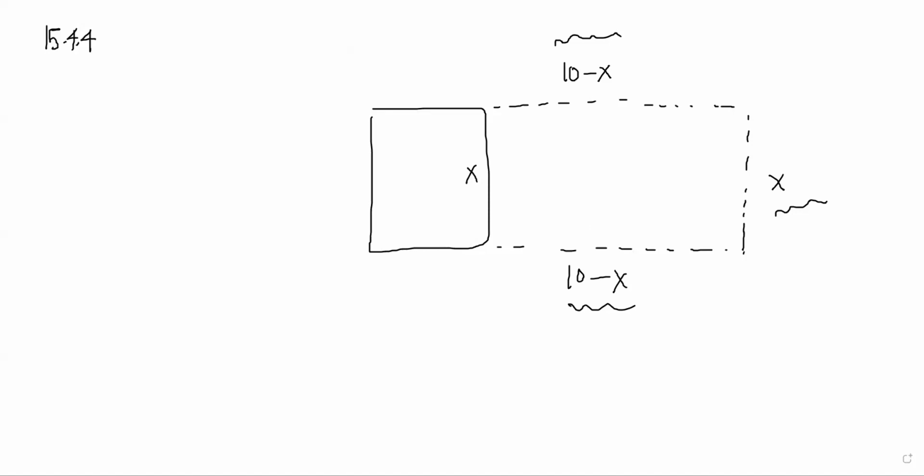Oh, sorry. I said something wrong. Actually, it should be x times 20 minus x over 2. That should be the length of one side, not 10 minus x. That was my mistake. And then if you multiply it, you get 20x minus x squared over 2 as your quadratic. So then you get negative 1/2 x squared plus 10x.